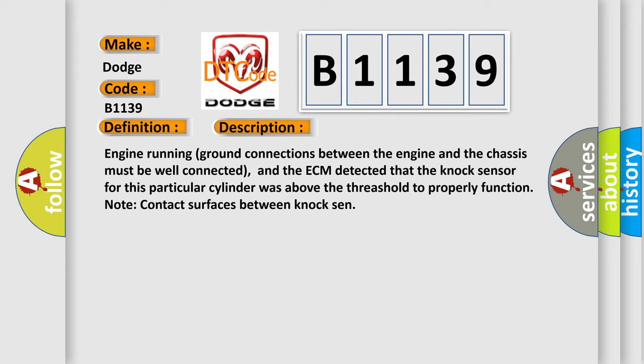Engine running, ground connections between the engine and the chassis must be well connected, and the ECM detected that the knock sensor for this particular cylinder was above the threshold to properly function. Note: contact surfaces between knock sensor and cylinder block must be clean.